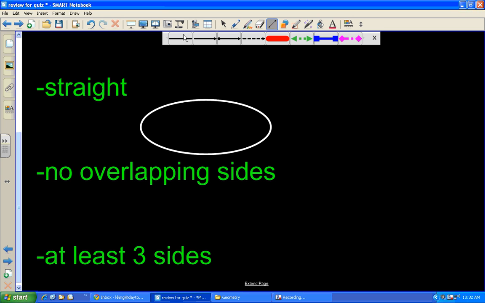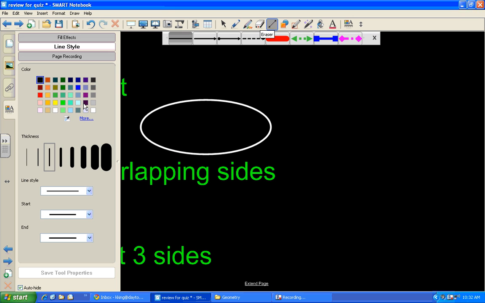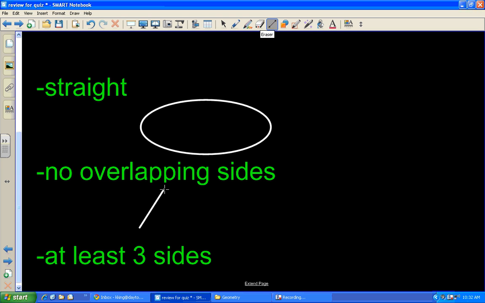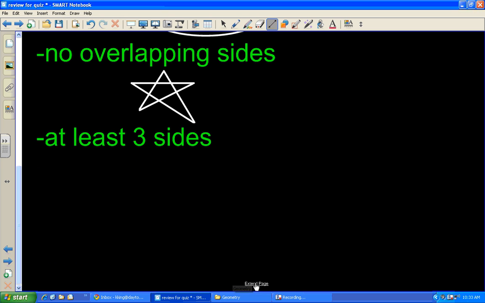No overlapping sides. An example of that is when we had a star where the sides cross. They can only connect at their endpoints. They can't cross or intersect like this. And at least 3 sides. The best example of that is an angle. An angle, other than the fact that it's open, it can't close without 3 sides. So they have to have at least 3 sides.